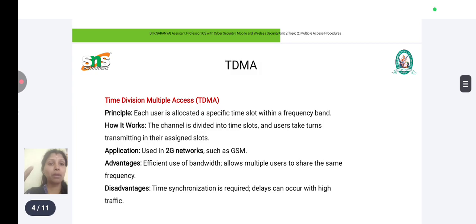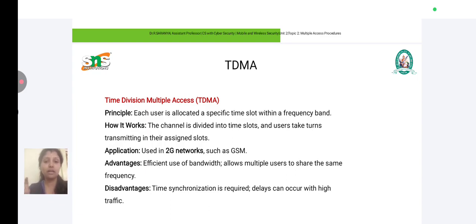Now let us see what is meant by TDMA. TDMA stands for time division multiple access. The principle of TDMA is that each user is allocated a specific time slot within the frequency band. The channel is divided into time slots, and the users take turns transmitting in their assigned slots. This TDMA was used in 2G networks such as GSM, the Global System for Mobile communications.